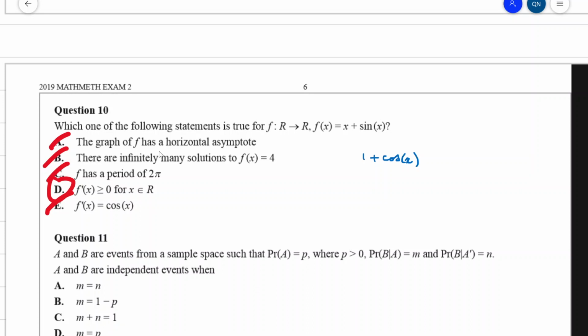It's 1 plus cosine, and just think about what the graph of 1 plus cosine looks like. It's something like this. It's always above the x-axis. Or, greater than or equal to 0, at least.